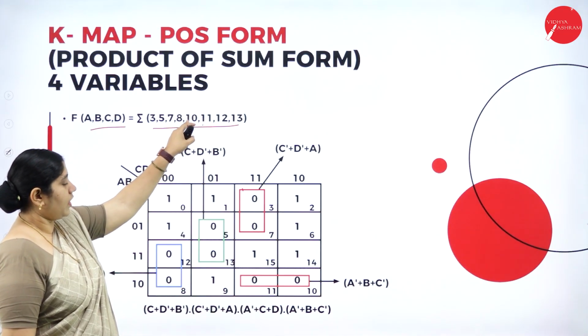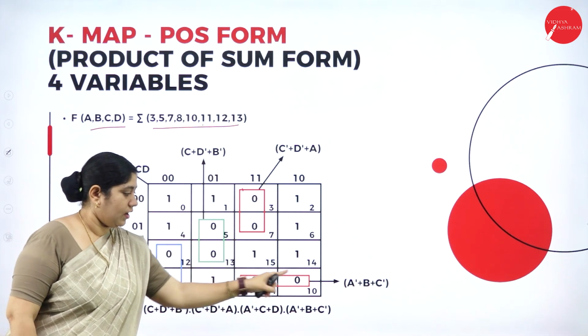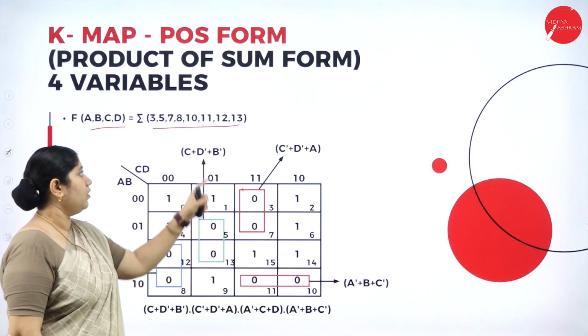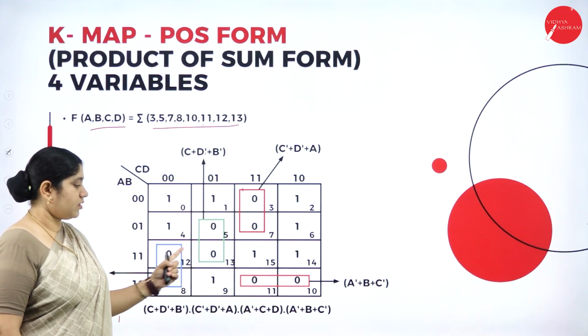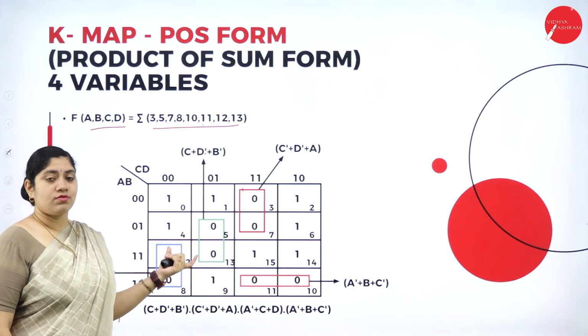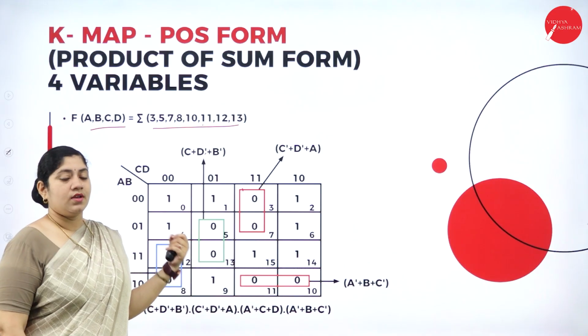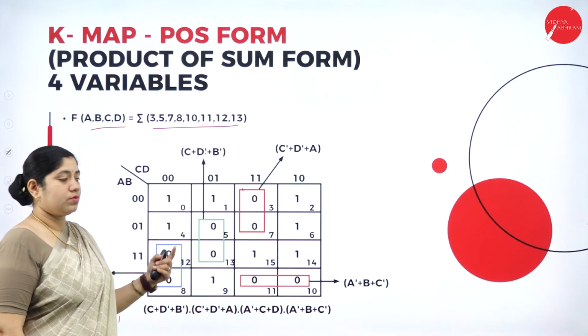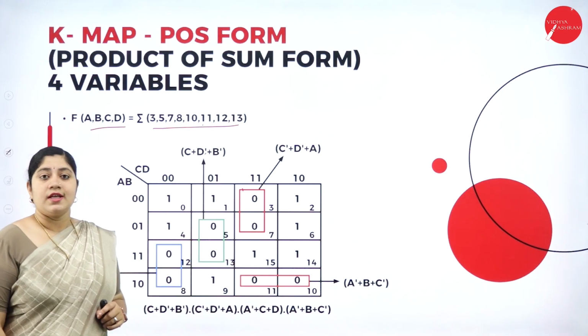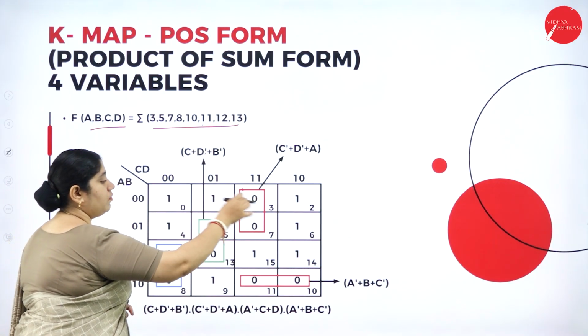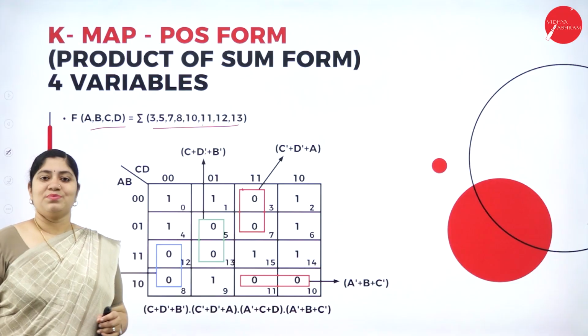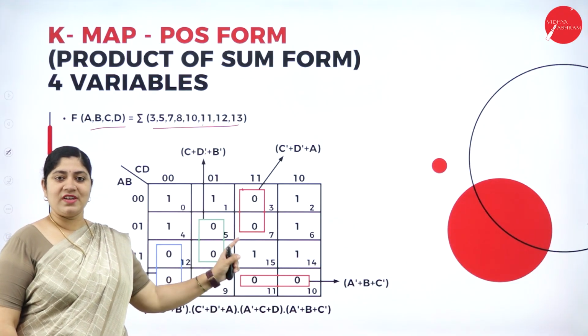Next, 10, 11. So 10 and 11 are here. Let's write a 0, followed by 12 and 13. Where is 12? 12 is here, 13 is here. So let's fill it with a 0. Yes, it is done. Next, what do we have to do? The zeros are filled. For the remaining blocks, we have to fill it with 1, 1, 1, 1, 1, 1, 1, 1. All right, my K-map is filled.